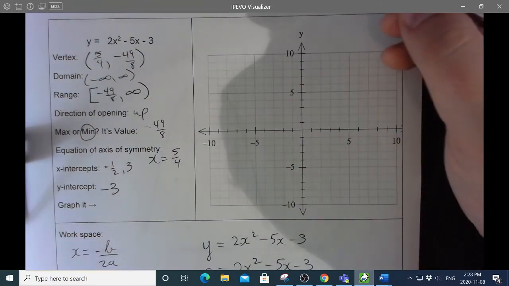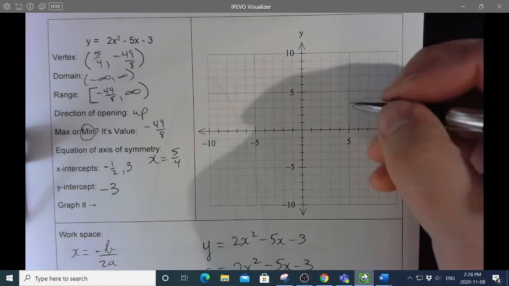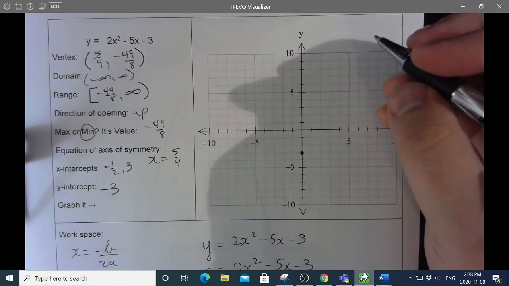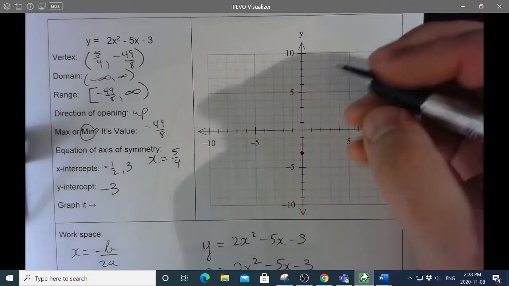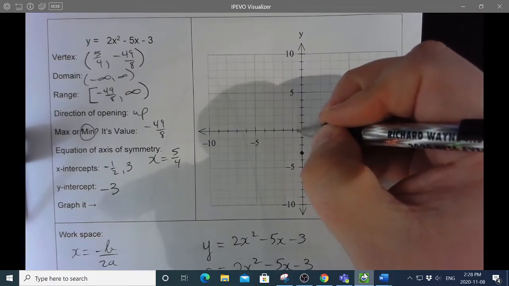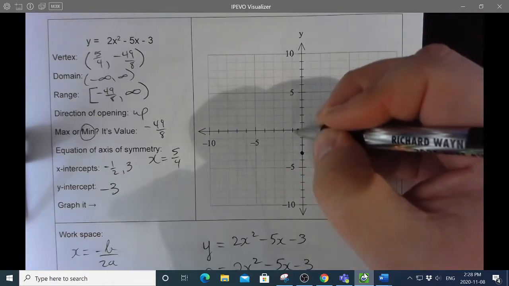Okay, I'm going to have to estimate these fractions a little bit. So let's do the y-intercept first. The y-intercept is negative 1, negative 2, negative 3. The vertex I'll do last. Actually, I think I'll do the x-intercepts first. One of them is 3, and the other one is negative 1/2, which is about there. And as you can see, this is going to do that.